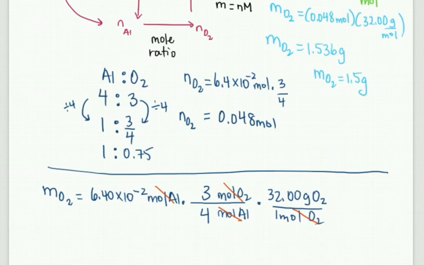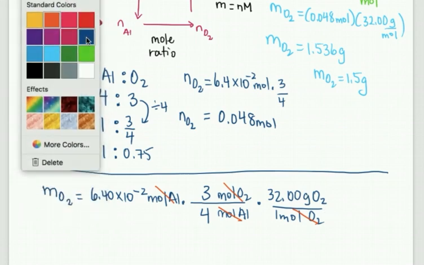So again, I set up all the calculations in this method by looking at where the units are and flipping them if I needed to. But my goal was to try to eliminate any of the same units, and then it leaves me with the unit that I need, which is the mass, grams of oxygen. So go through, calculate the top, and then divide the bottom.